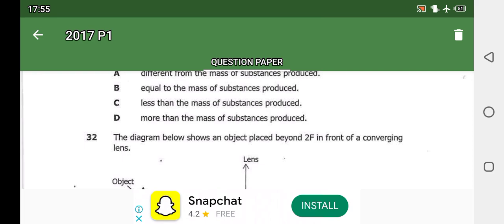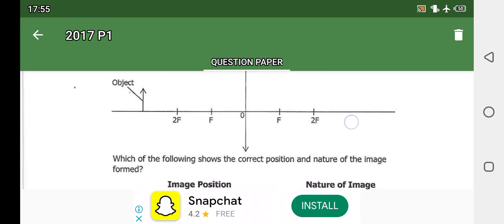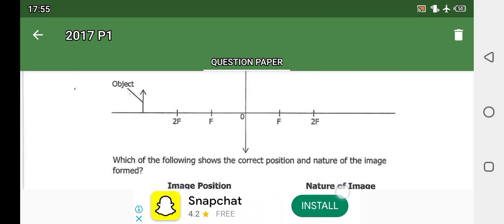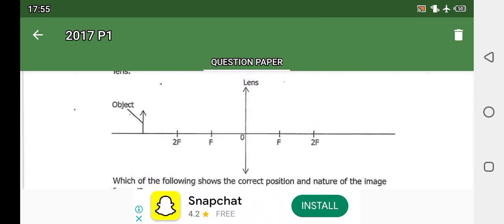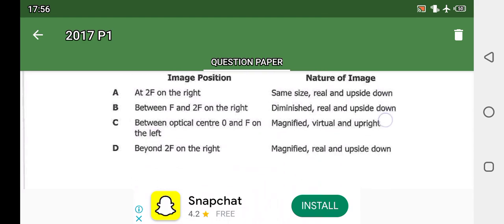The diagram below shows an object placed beyond 2F in front of a converging lens. So when any object is placed beyond 2F, the image will be produced at 2F on the right, a same-size real image and upside down. To be upside down, the image will be real, and to maintain the same size.